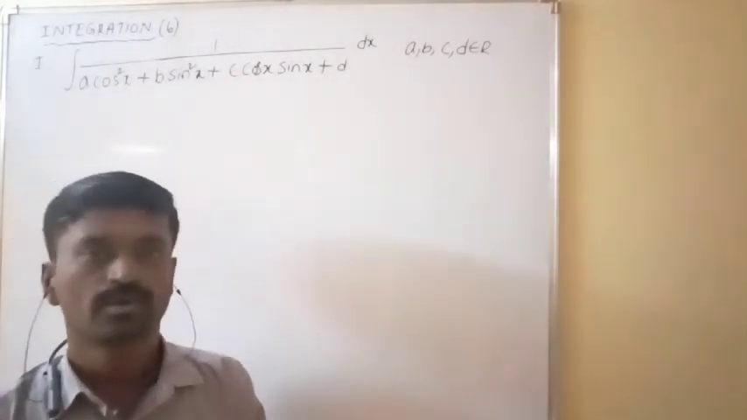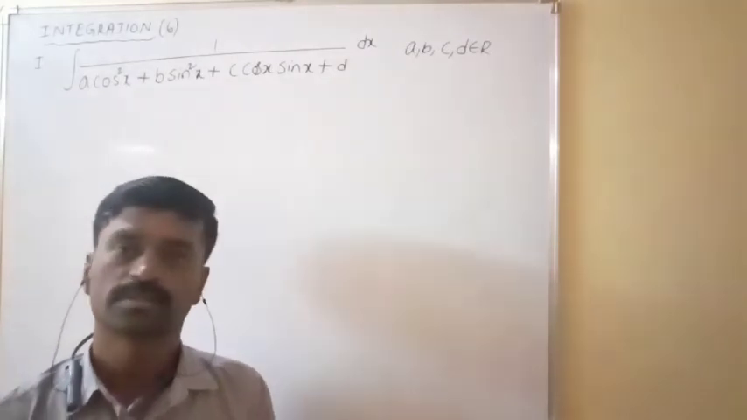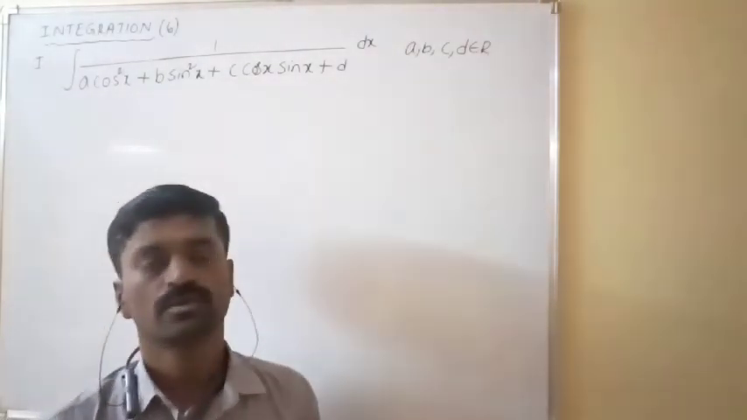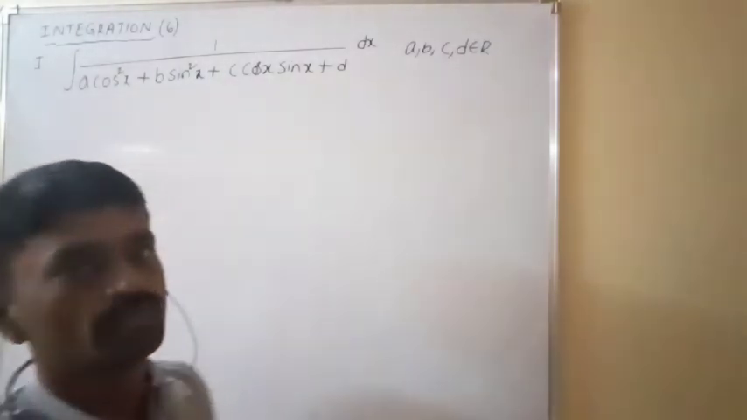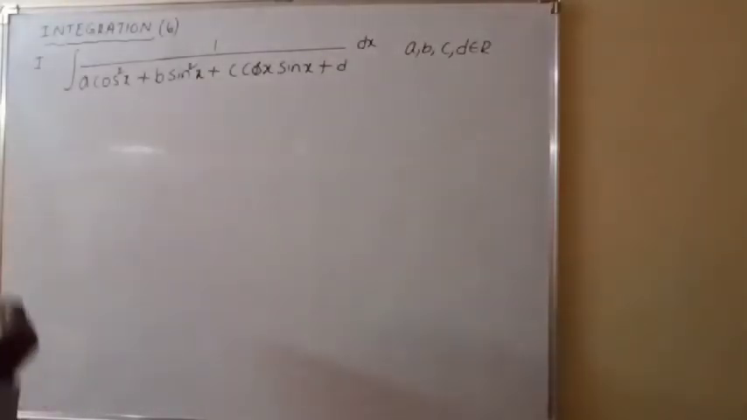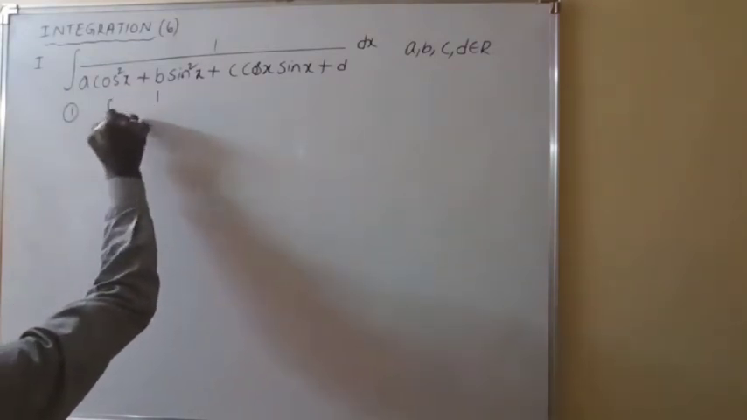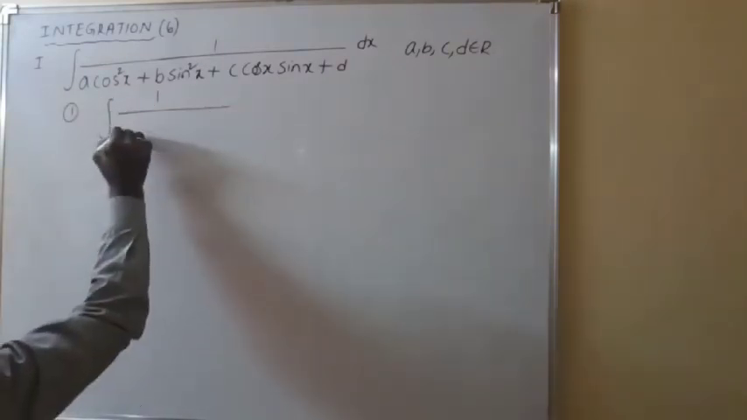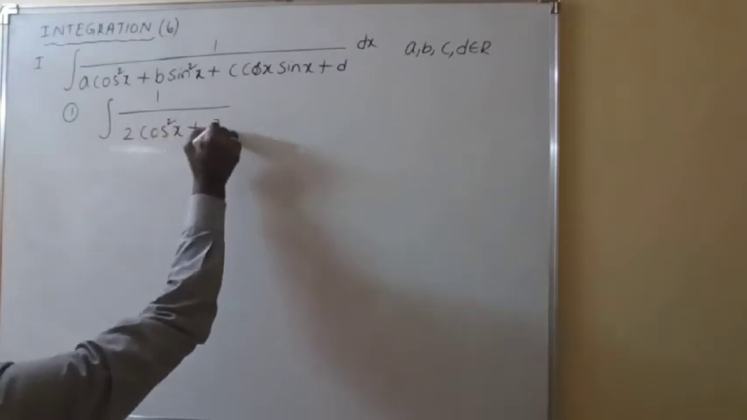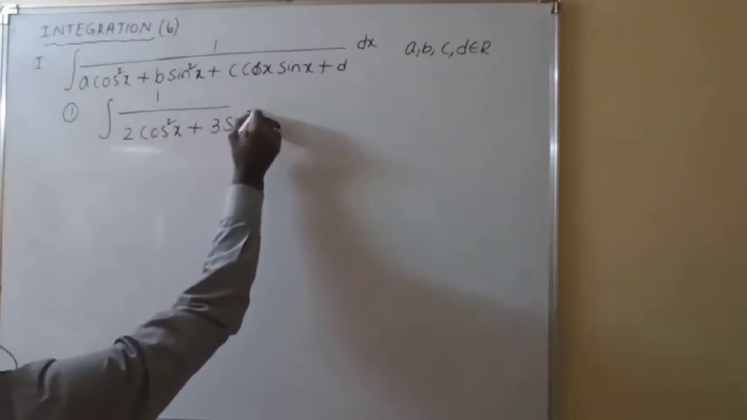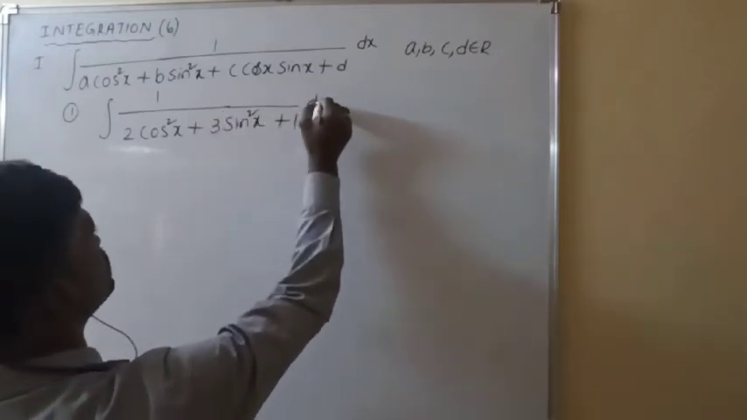So after dividing with cos square x means what? Numerator contains what? Secant square x, which is the derivative of tan x, so that we can put tan x is equal to t. Okay, so first look at one simple example. Example 1. Integral 1 upon 2 cos square x plus 3 sin square x plus 1 into dx.